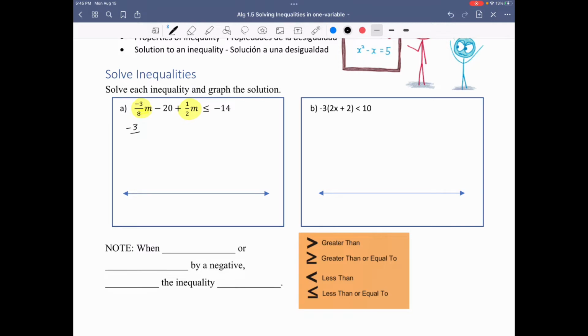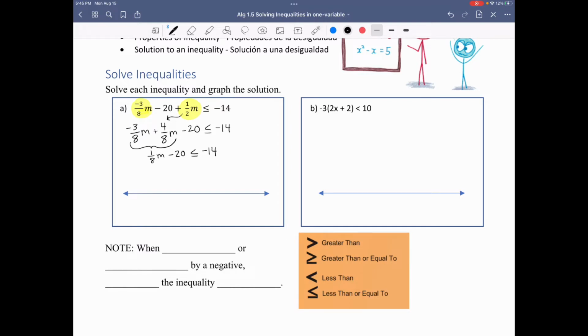So negative 3/8 m, and instead of 1/2, I'm going to multiply by 4 on the top and the bottom so that I have 4/8 m. So that's what we changed the 1/2 to. Then I'm going to minus 20, so that just came down, less than or equal to negative 14. Those two fractional pieces become 1/8 m minus 20 is less than or equal to negative 14.